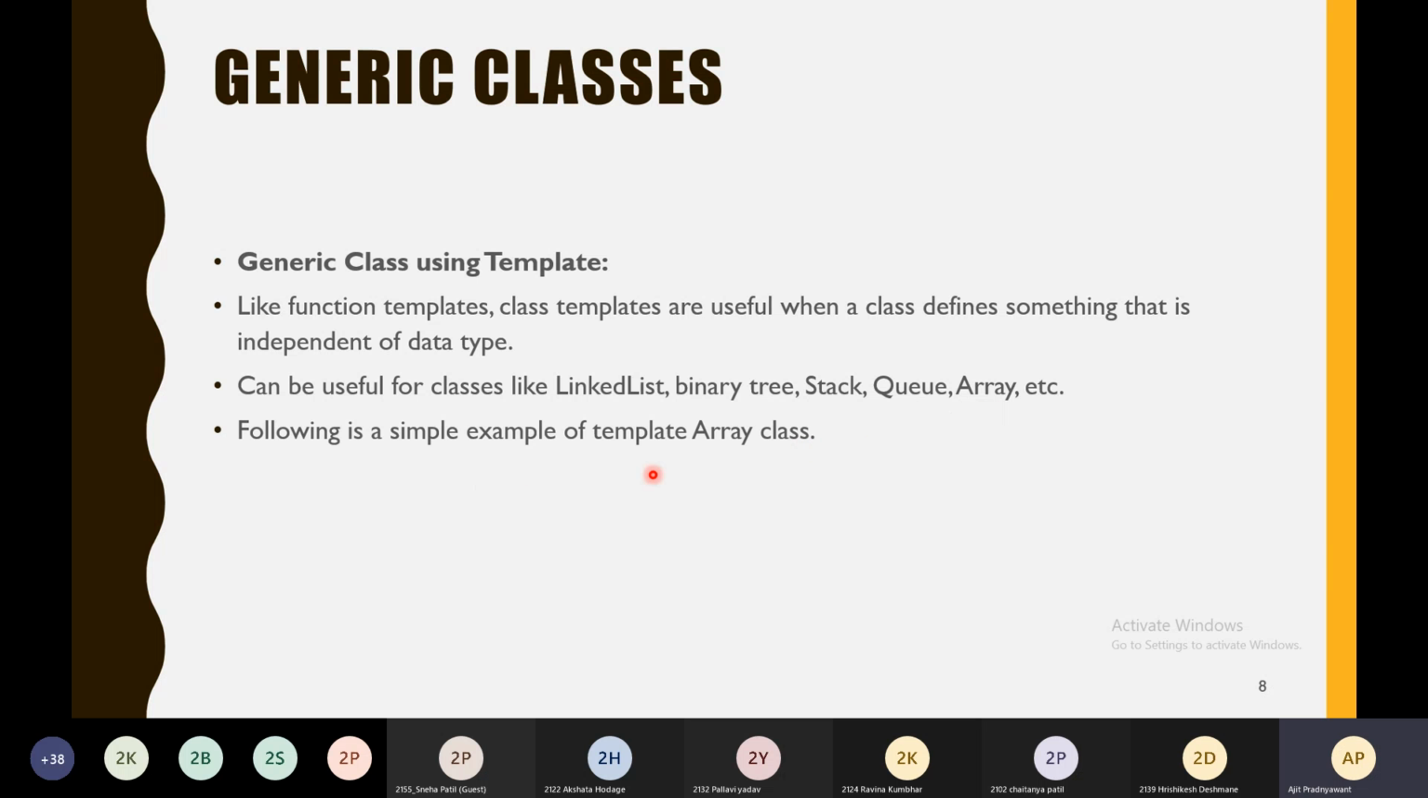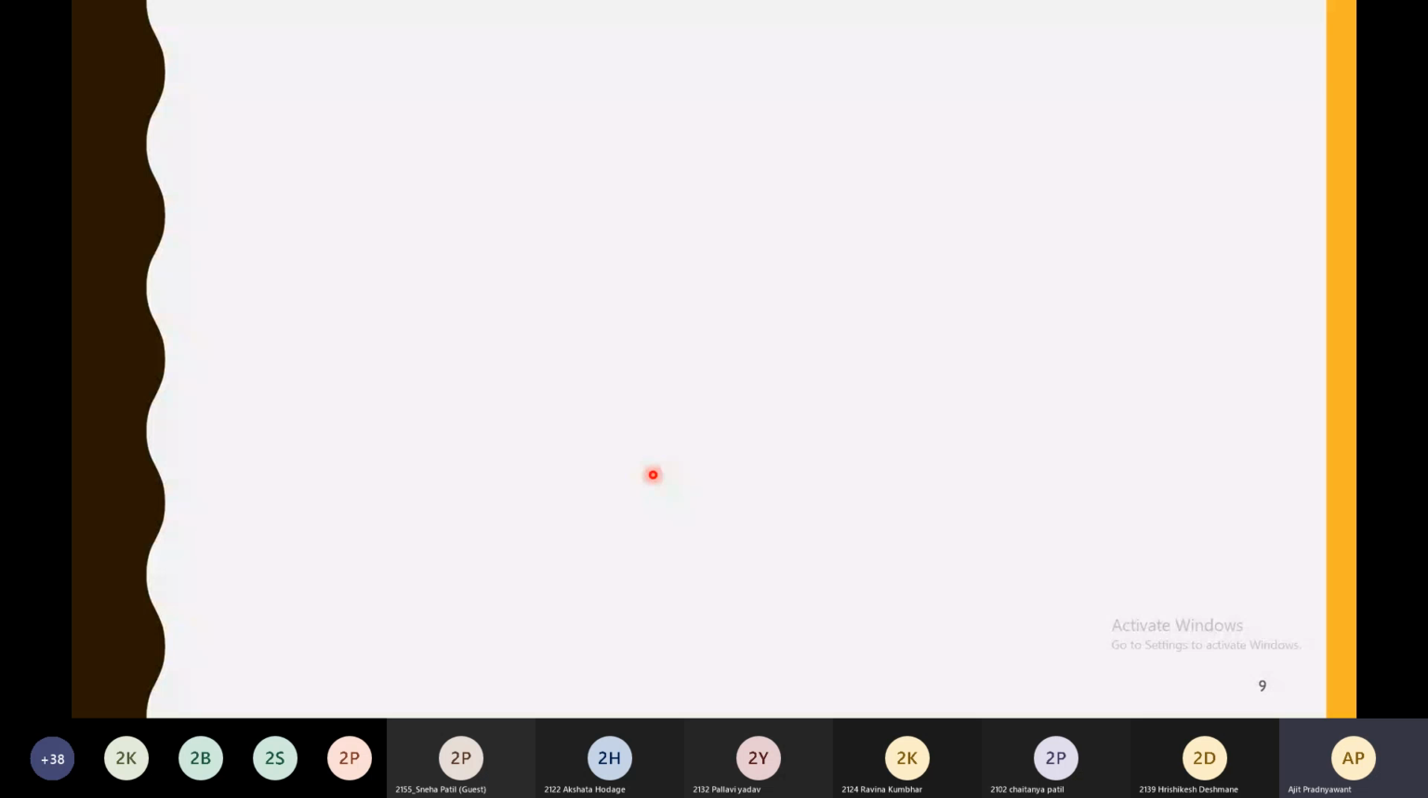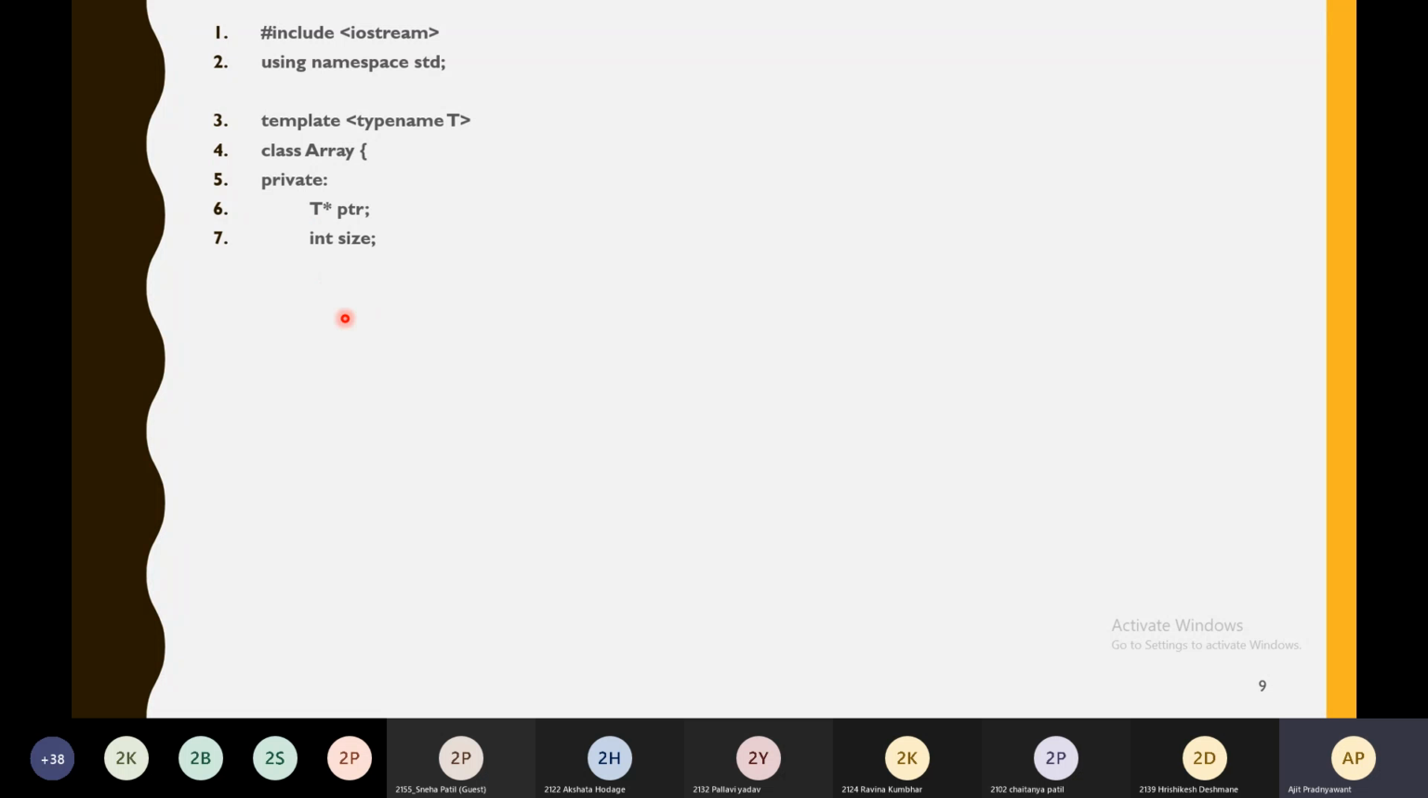Following is a simple example of a template array class. So let's begin with the example. We have included iostream, using namespace std, and this is our template class. This is the syntax of the template class. Template, and this is the typename T, class Array. Inside we have a pointer of type T, integer size, and in the public we have the method Array, that is the constructor, and we have the method print, void print.